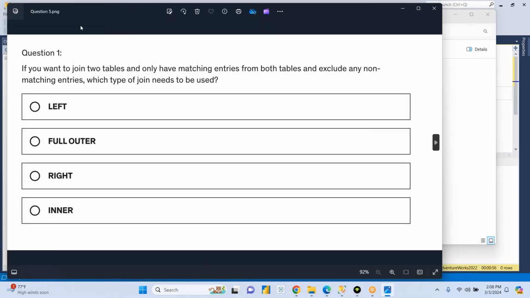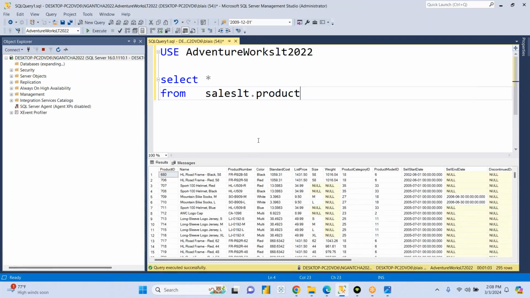Okay, this is a question on joins. If you want to join two tables and only have matching entries from both tables and exclude any non-matching entries, which type of join needs to be used? Just a moment, let me address this so that we can move forward.